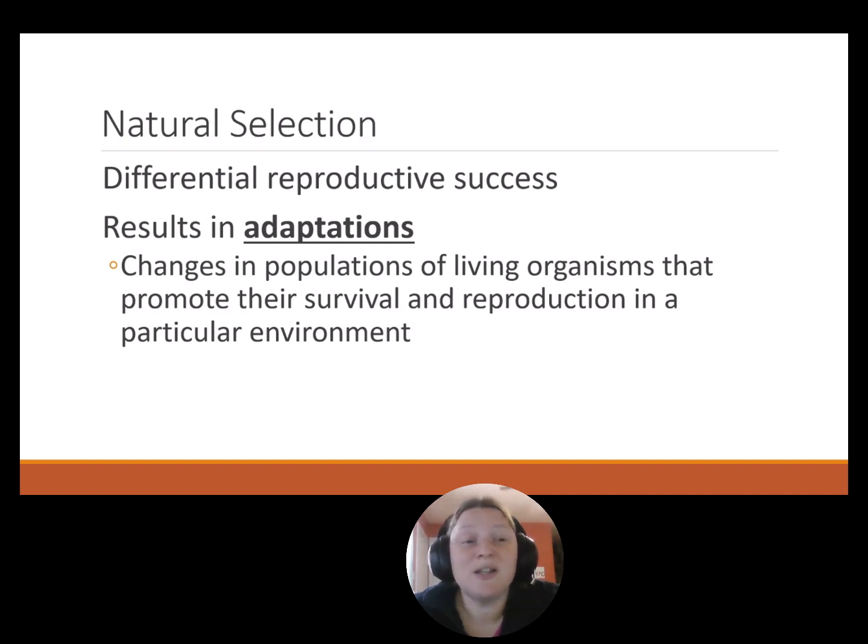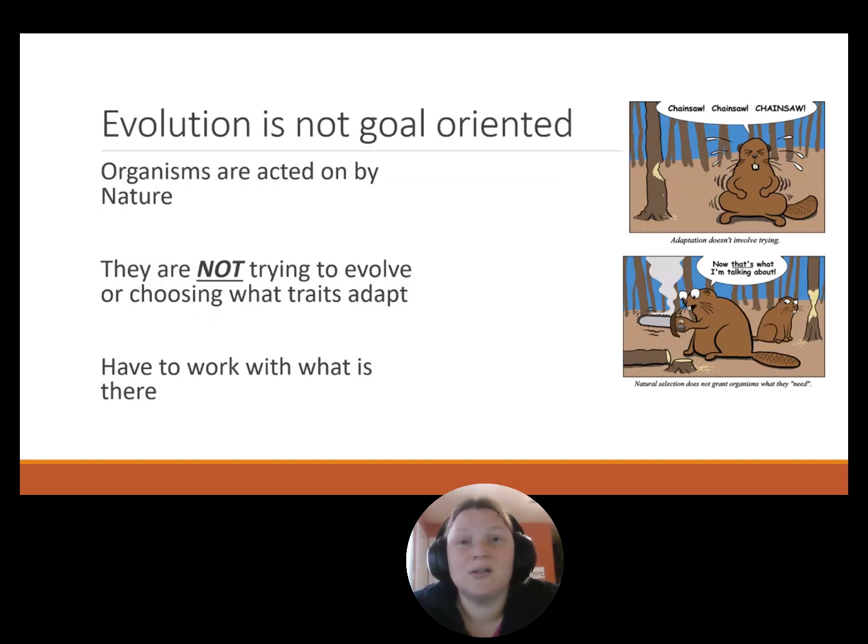All right, our last mechanism is natural selection. This one is all about differential reproductive success. Natural selection results in adaptations, which are traits that help an organism to survive and reproduce in their particular environment. It's important to note evolution is not goal-oriented. Natural selection does not involve organisms wishing for a new trait or trying to create a new trait that helps them to survive better.